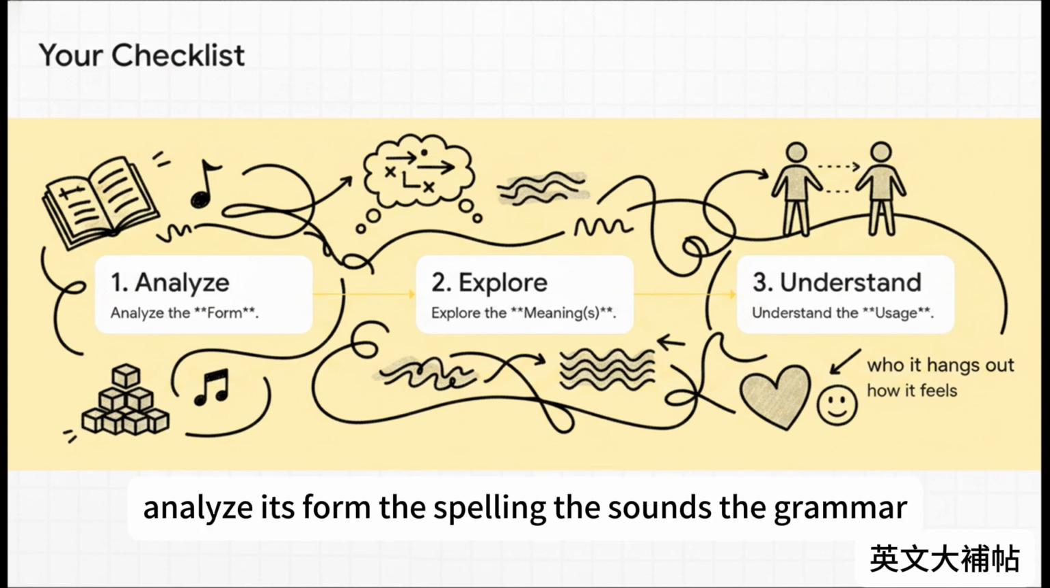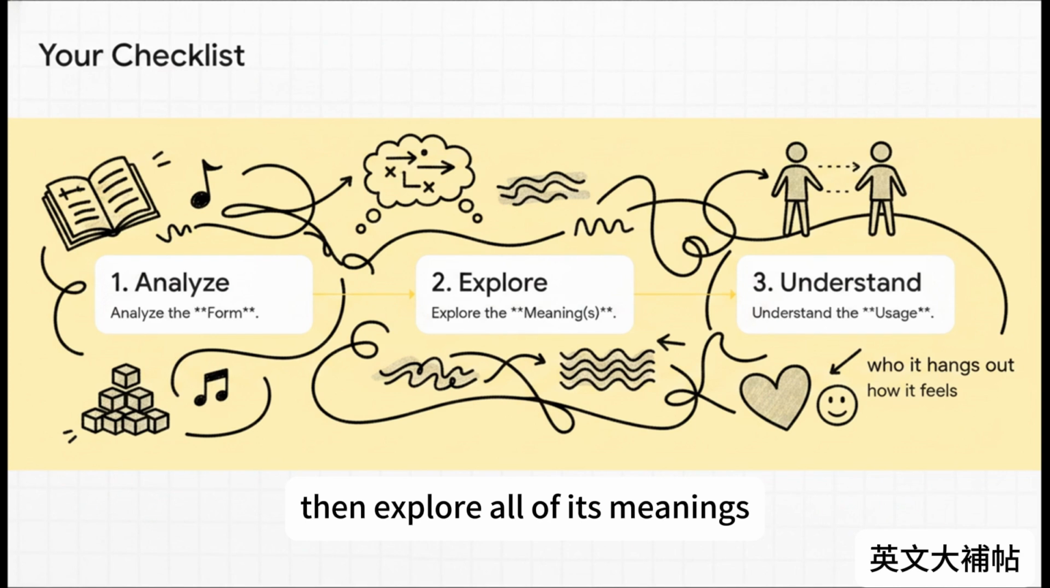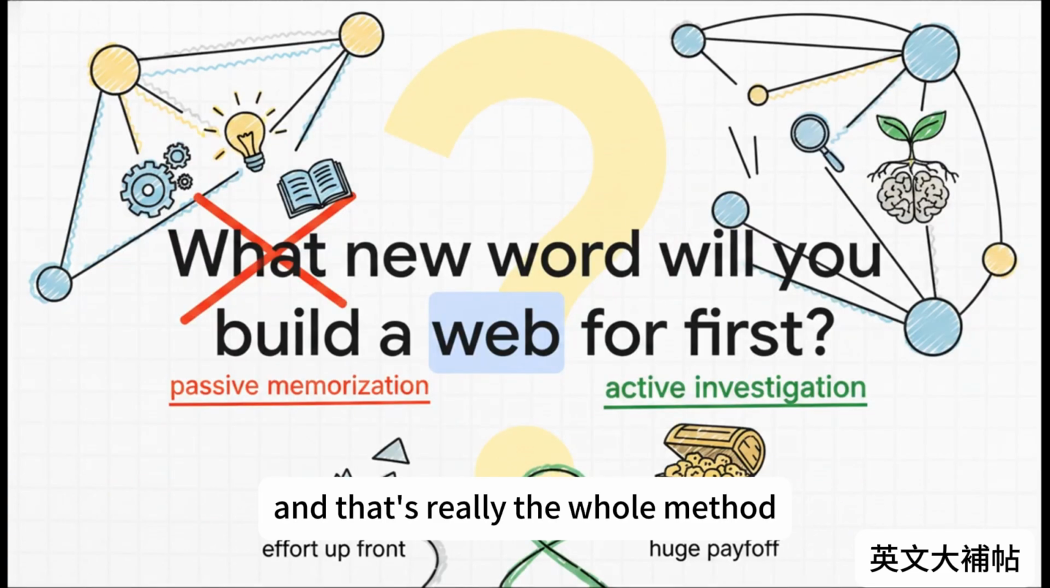First, analyze its form: the spelling, the sounds, the grammar. Then explore all of its meanings. And finally, understand its usage: the words it likes to hang out with, and the feeling it gives off. That is how you build the web. And that's really the whole method.